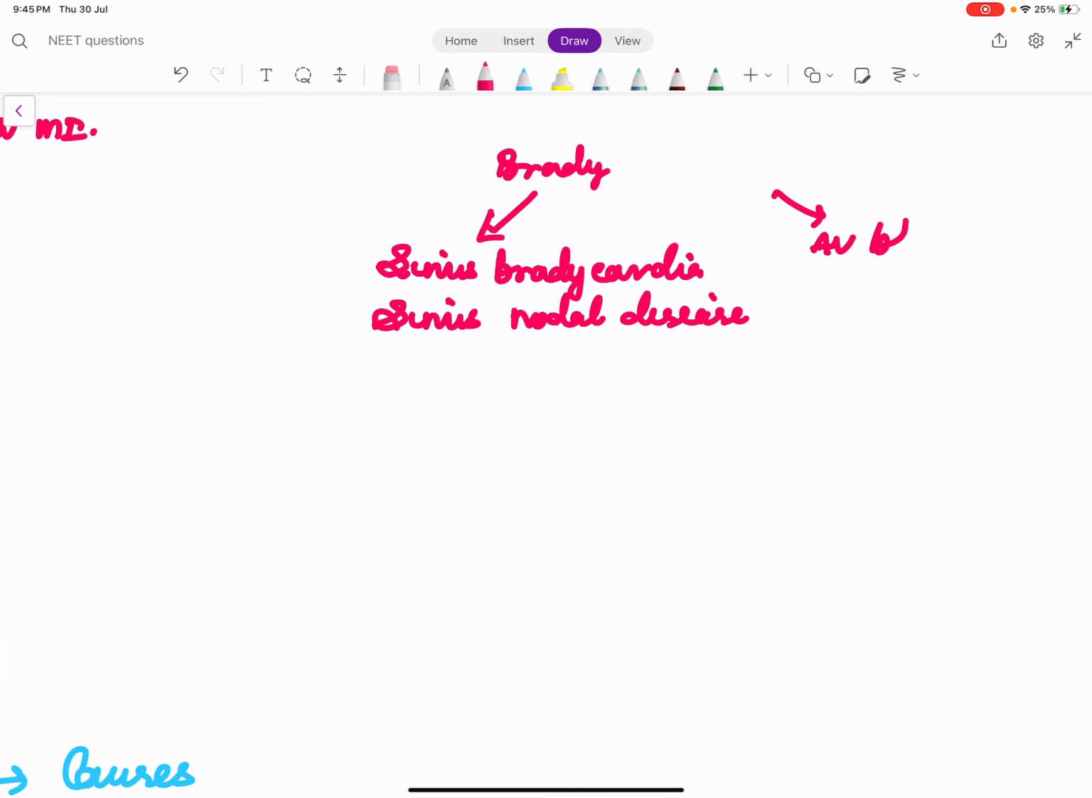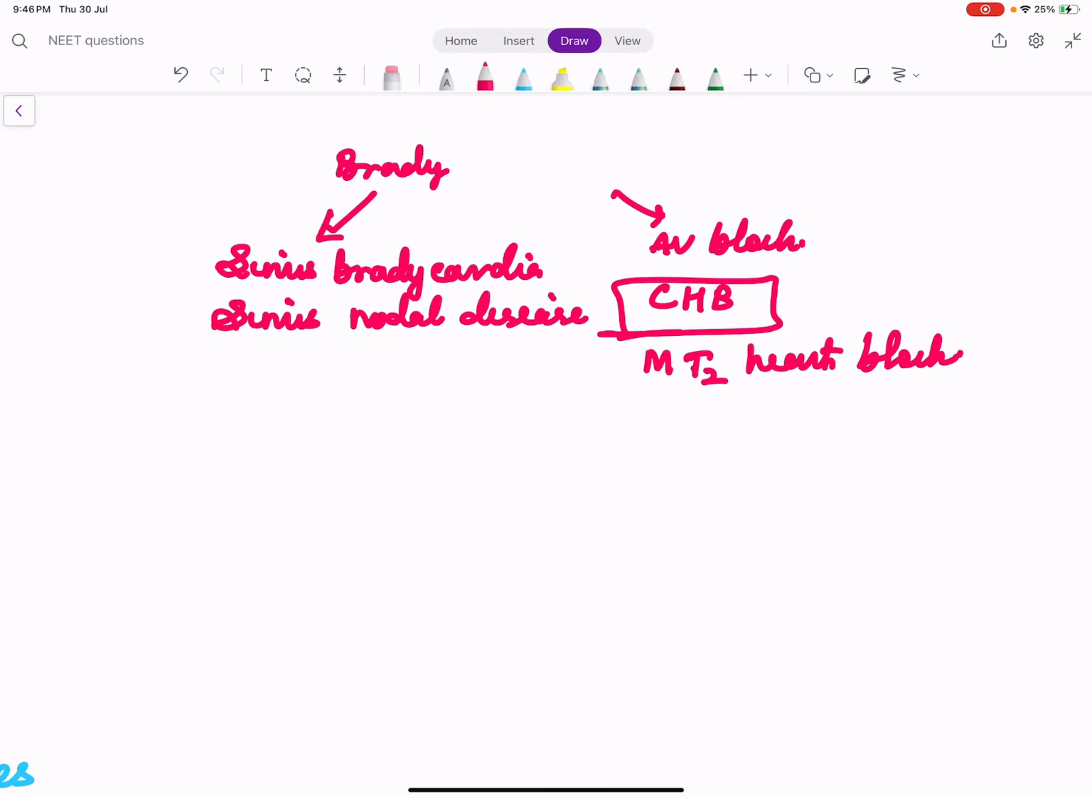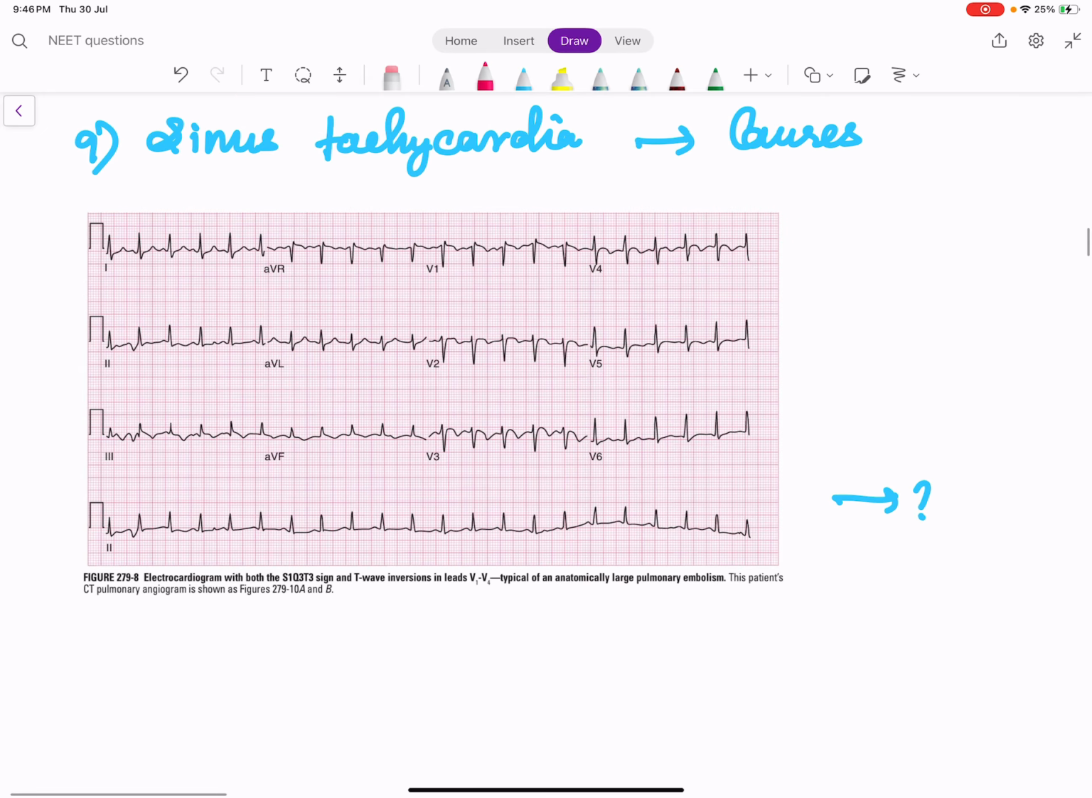The next condition is AV block. We have 3 degrees. First degree, where there is only a prolongation of PR interval. Second degree, there is a dropped beat. So Mobitz type 1 AV block has progressive prolongation of PR interval and a dropped beat. And Mobitz type 2 has a dropped beat without progressive prolongation, and then the classic complete heart block. Complete heart block and Mobitz type 2 heart block are dangerous because they usually have symptoms. So some questions can come on these.